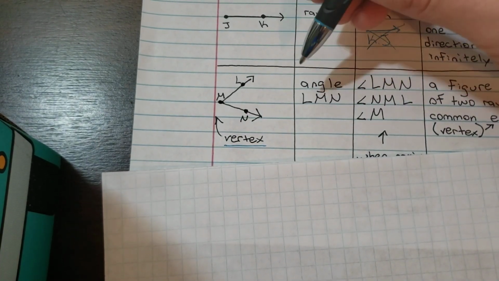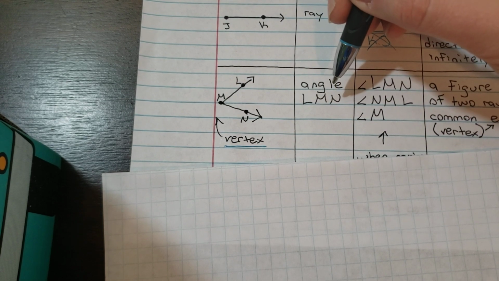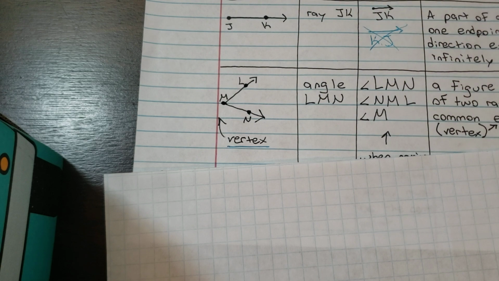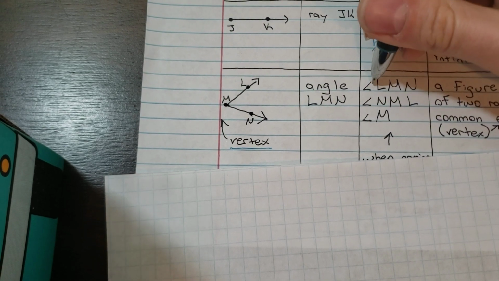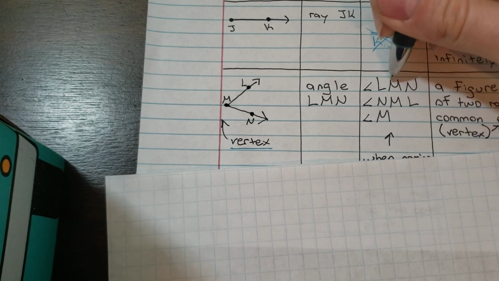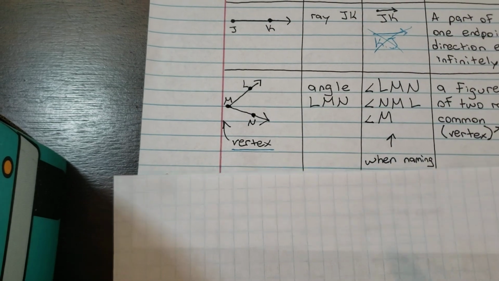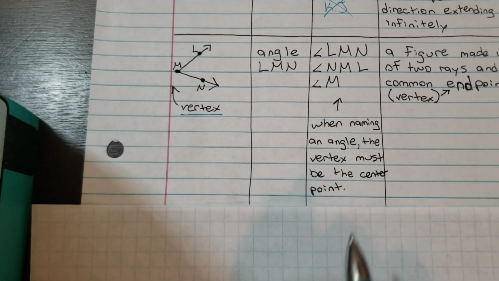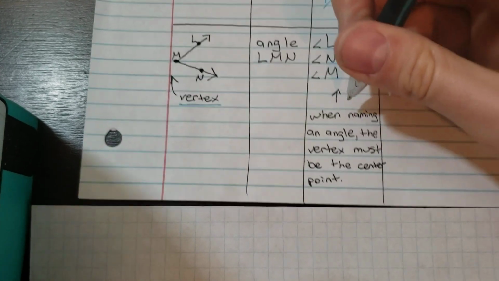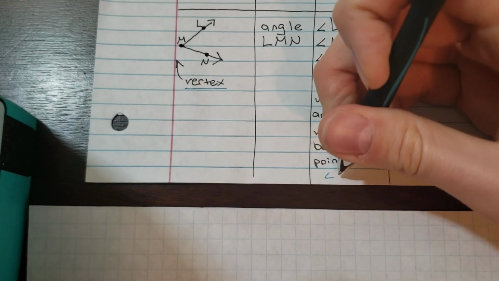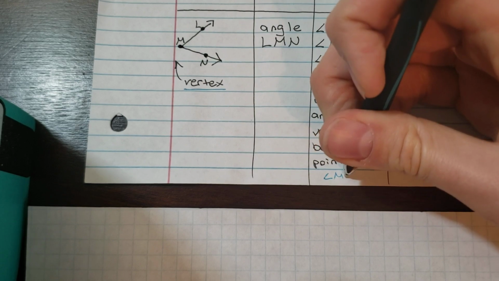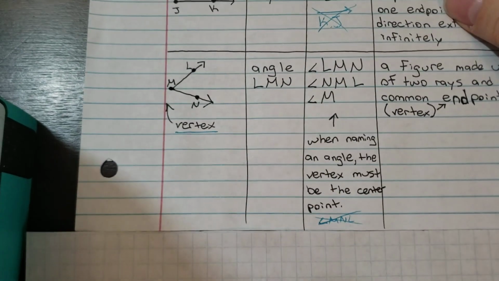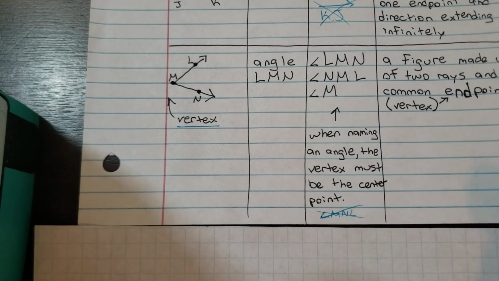This is angle LMN. Notice how the vertex is in the middle? Again, even when you see it symbolically, you have this little angle symbol, and our vertex is in the middle. That's what this little note is right here. When naming an angle, the vertex must be the center point. This is not angle MNL. No, it's not. My vertex is the center.